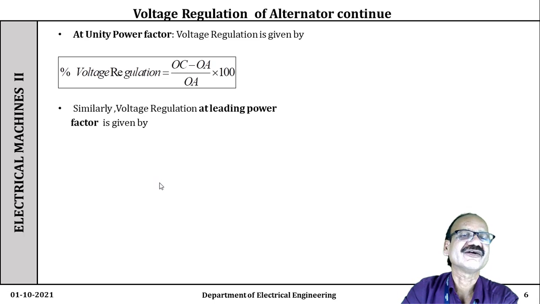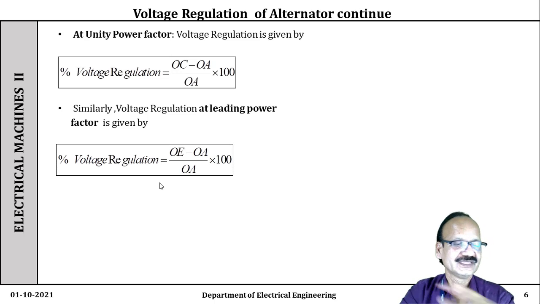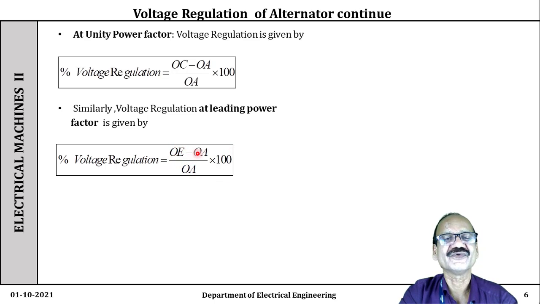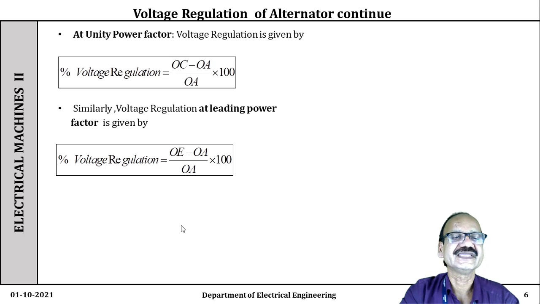Now similarly we can obtain the voltage regulation at a leading power factor, which is given by the percentage voltage regulation equal to OE, that is the no load voltage per phase, minus OA, divided by OA, where OA is the full load voltage per phase, multiplied by 100. Now we have observed that this OE is less than OA, and therefore the numerator is negative, and we can conclude that the voltage regulation is negative at a leading power factor. Further, I would like to state that zero voltage regulation is possible at a leading power factor.